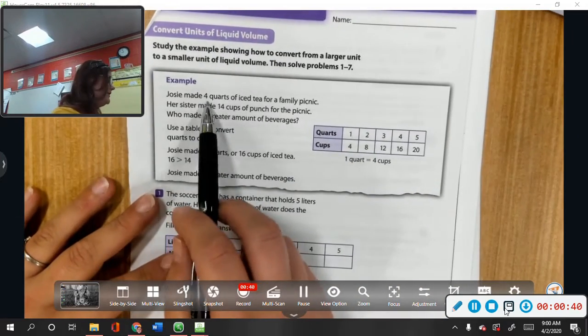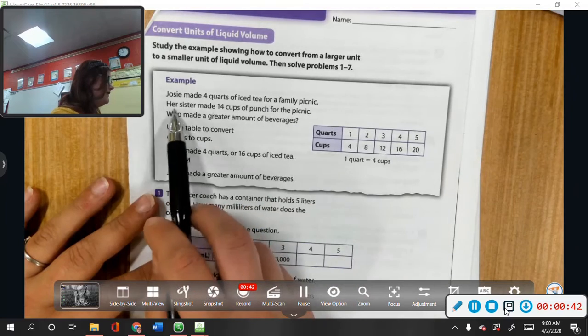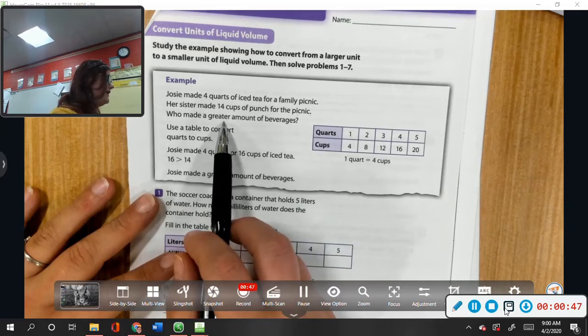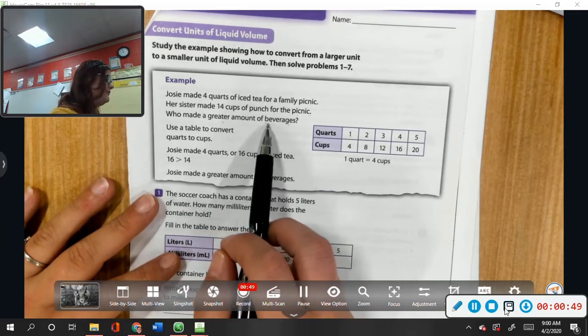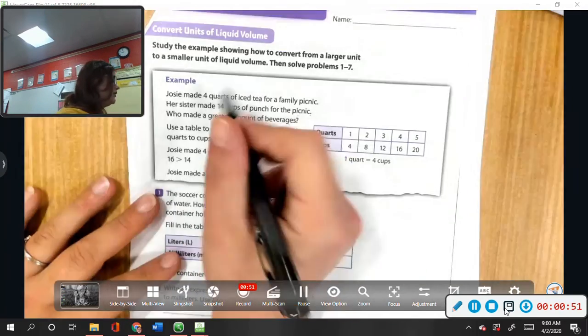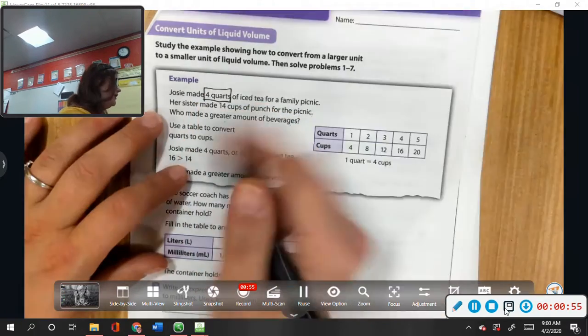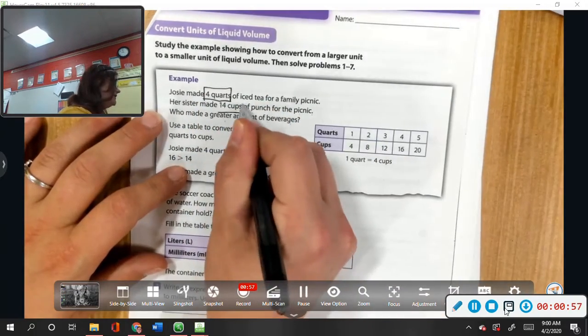Josie made 4 quarts of iced tea for a family picnic. Her sister made 14 cups of punch for the picnic. Who made a greater amount of beverage? Remember, beverages just means drink. So I'm going to code real quick. I have 4 quarts for Josie, and her sister made 14 cups.